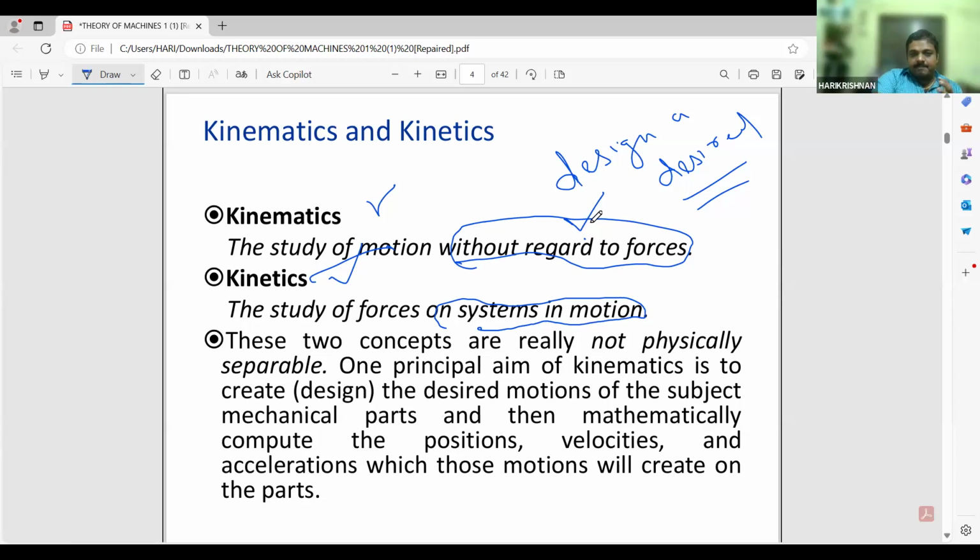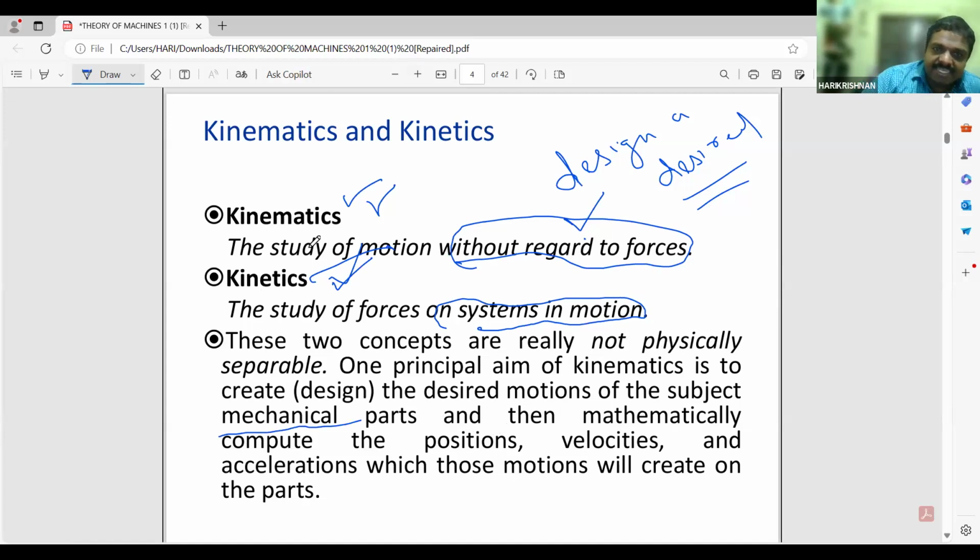Our principal aim of kinematics is to create a design, the desired motion of the mechanical parts. If you want to design the mechanical parts, we use kinematics. And when you have to mathematically compute the position, velocity, and acceleration, we use kinetics. Now we will move on to the next PPT.